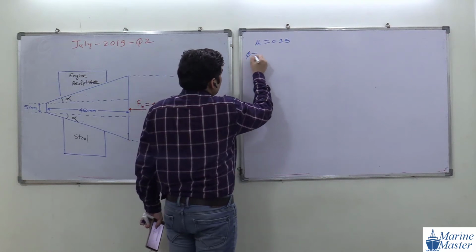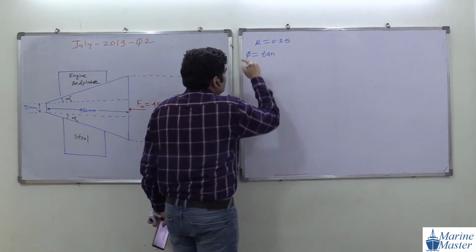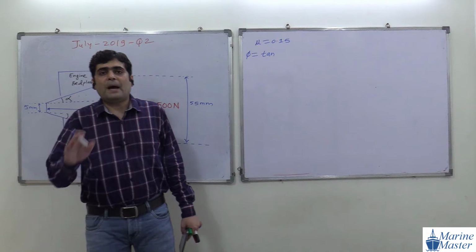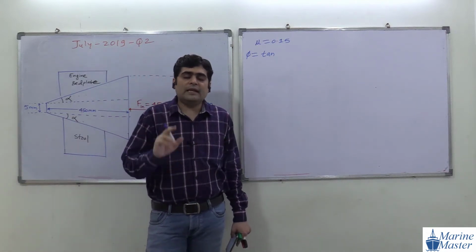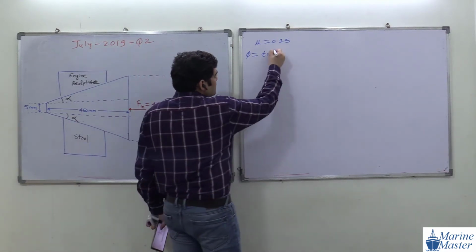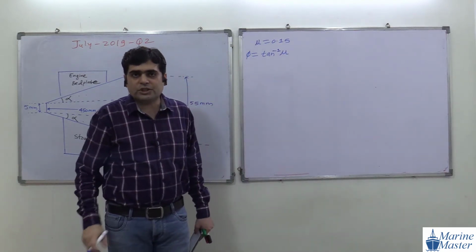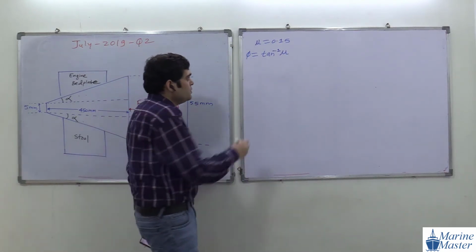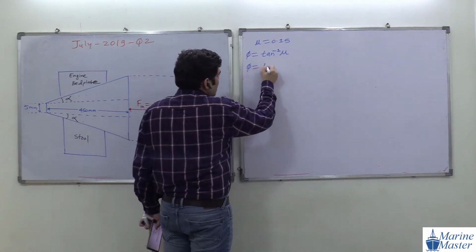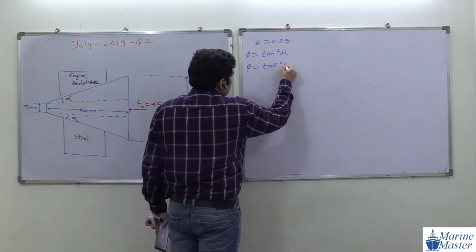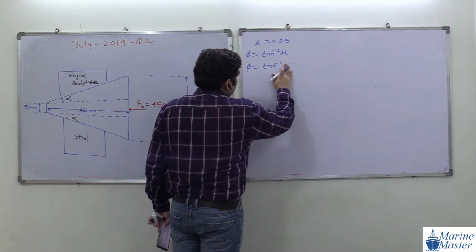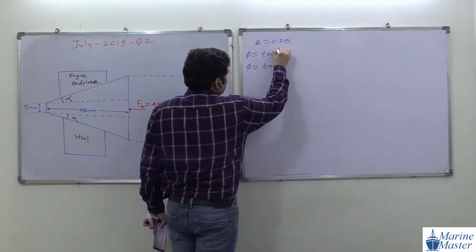Phi will be equal to what, guys? What is the meaning of phi? Phi means angle of friction. And what is the angle of friction? Angle of friction means tan inverse of mu. So phi will be equal to tan inverse of mu, which means tan inverse of 0.15.